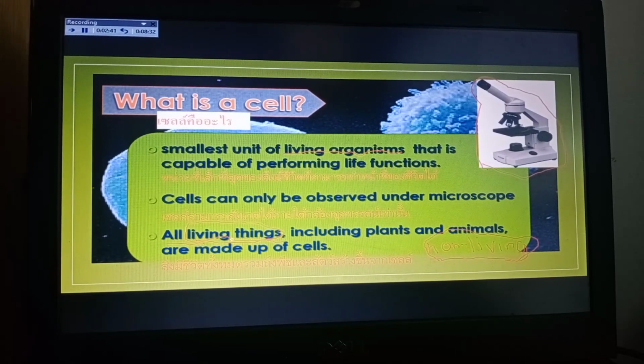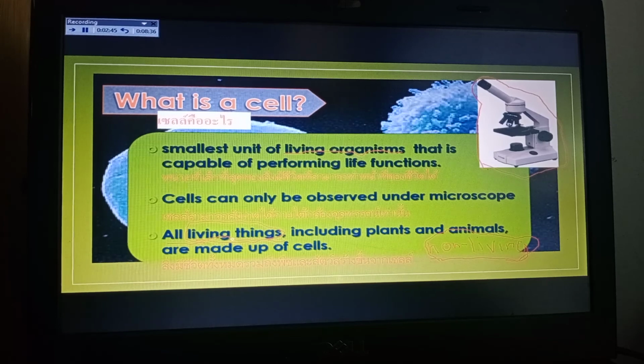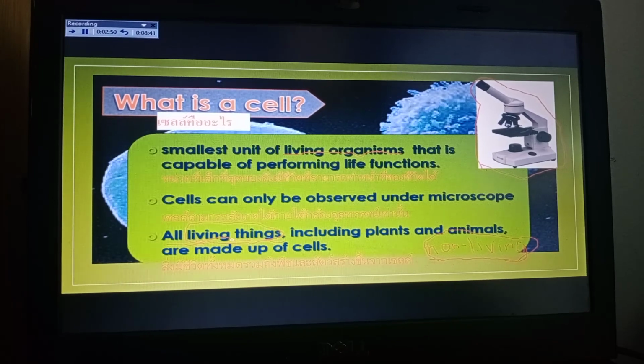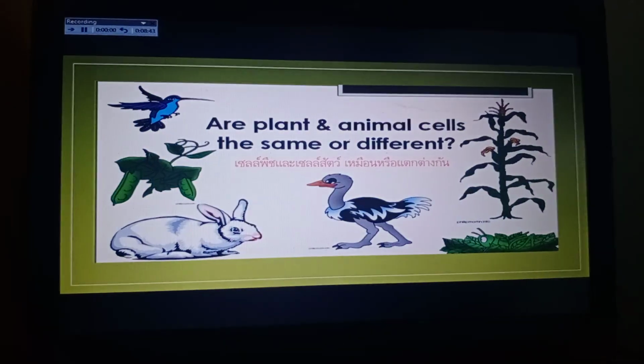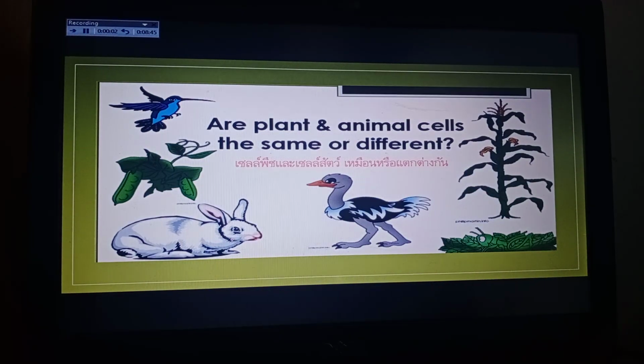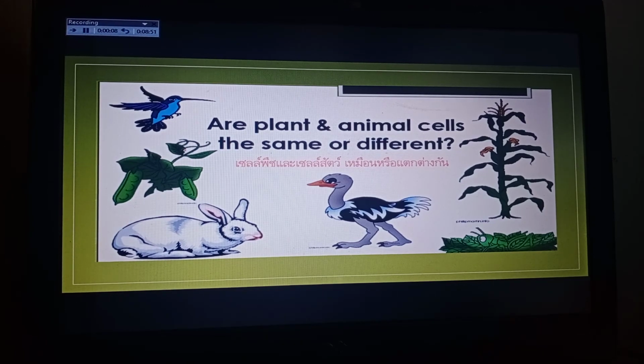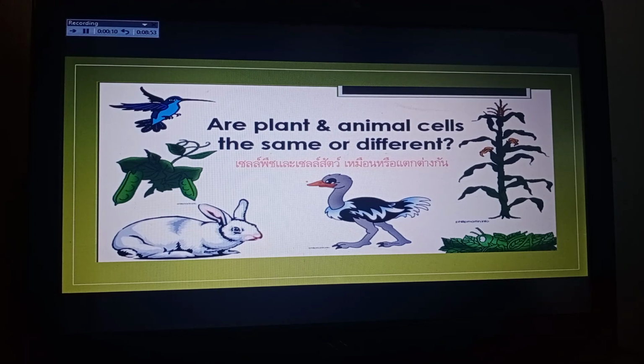Okay, all living things. Let's go back with a cell. All living things, including plants and animals, are made up of cells. So plants and animals are made up of cells. Moving on, are plant and animal cells the same or different? Are they really the same or are they really different? Let's try to find out.